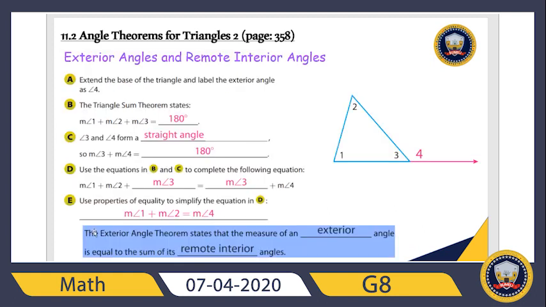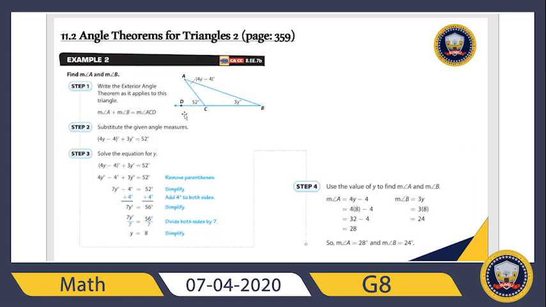What is it again? It says that the sum of the remote interior angles is equal to the measure of the exterior angle. I'm going to do the same thing here. My exterior angle is ACD, okay? It is equal to the sum of its remote interior angles. Can C be considered as remote interior angle? The answer is no, of course. Why? Because we said remote interior angles are far from your exterior angles, so they are A and B.